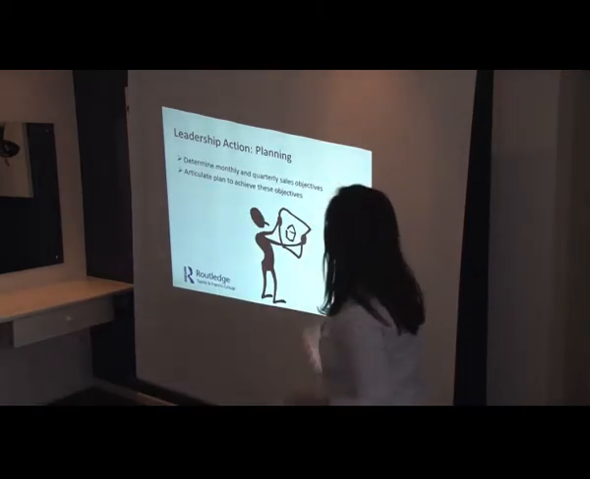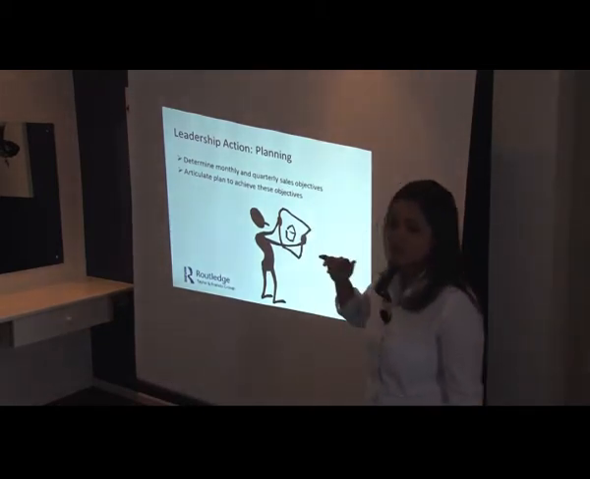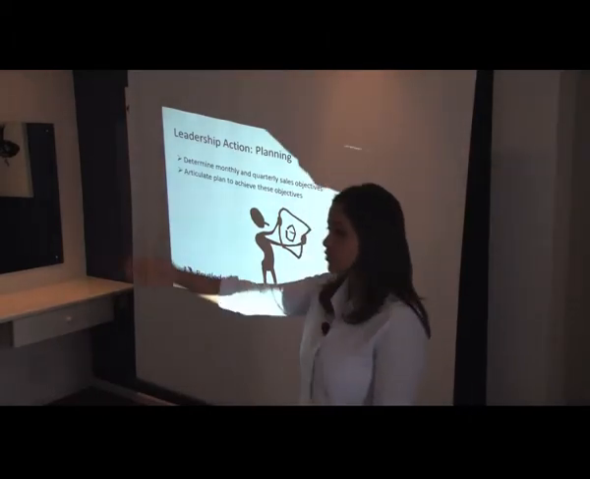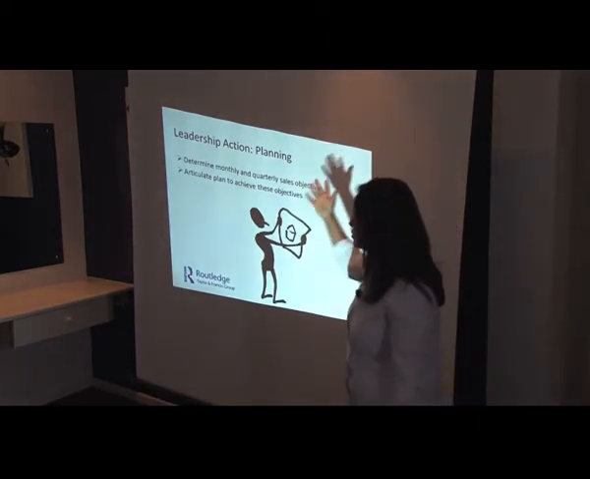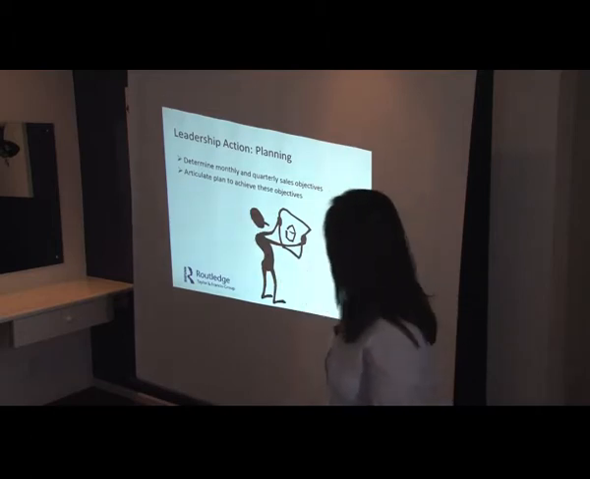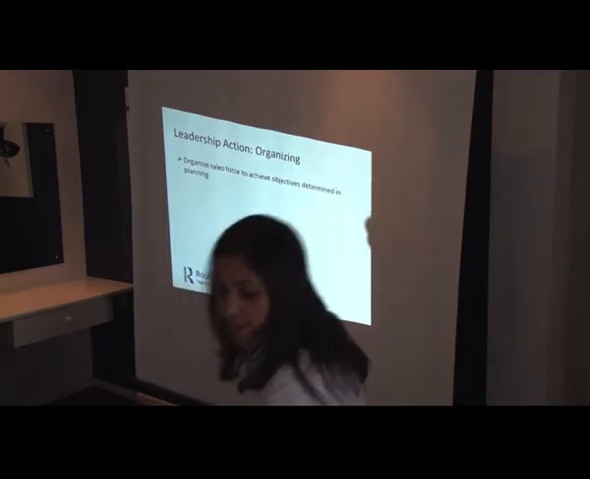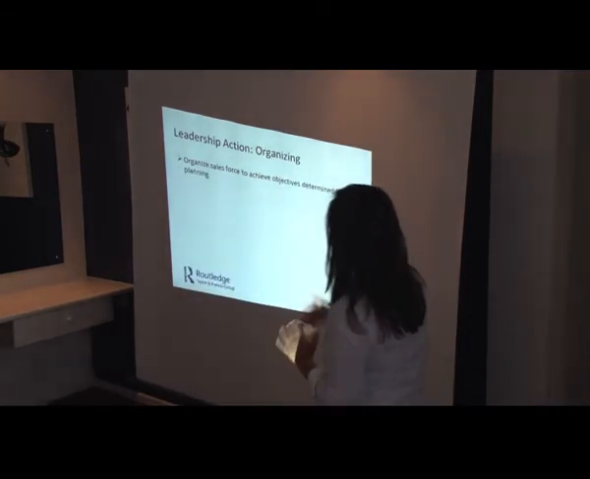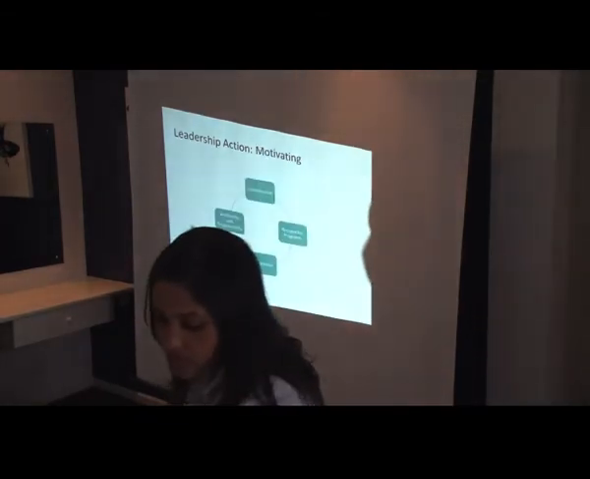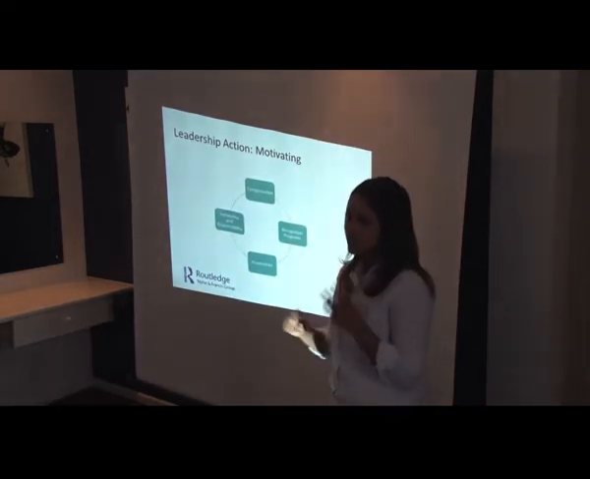Planning. You determine monthly and quarterly sales objectives and articulate the plan to achieve these objectives. That's quite straightforward, right? Let's talk about our plan for the year ahead, right? This would be relevant then. You determine monthly and quarterly sales objectives, and then you zoom in for each quarter of how we're going to achieve that, right? And I need to articulate the plan to my staff. Organizing. We're organizing the sales force to achieve the objectives determined in the planning, right? Breaking down the tasks, delegating it, giving a time frame, giving the criteria to be met, and so on, right?